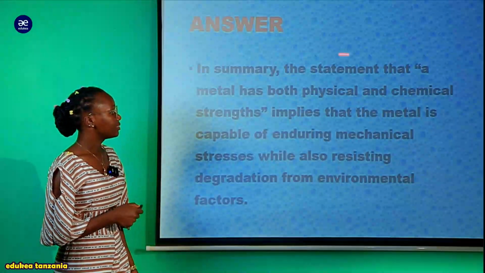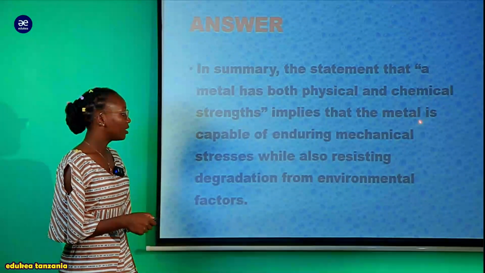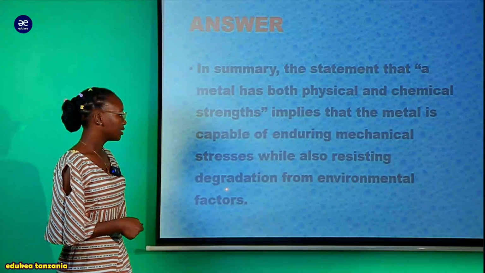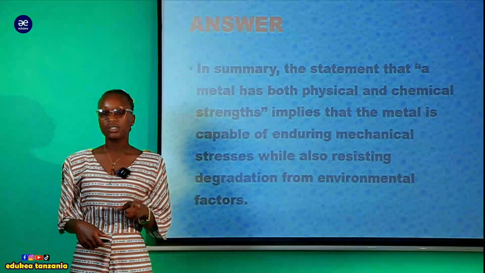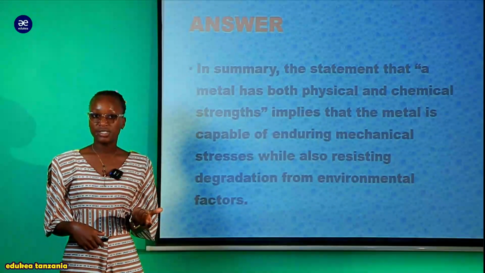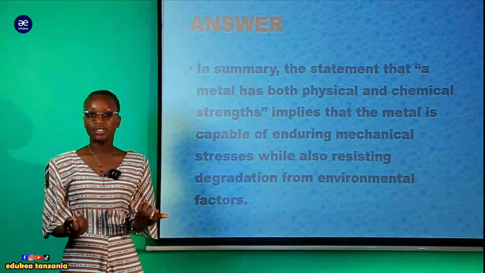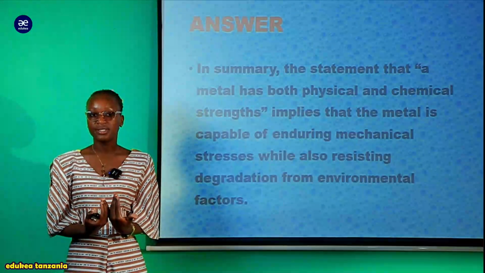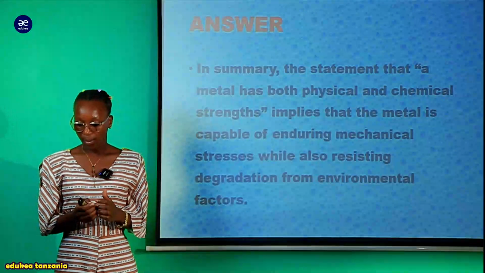So in summary, I can say that the statement that a material has both physical and chemical strengths implies that the metal is capable of enduring mechanical stresses while also resisting degradation from environmental factors. Kwa hiyo tunaposema kwamba metal ina both physical strength and chemical strength, tunahakikisha kwamba material inakuwa na ability to resist changes in the environment, ambayo hiyo ni katika chemical reactions, lakini pia ability to what? To resist or to withstand the different forces ambazo zimekuwa applicable toward the material. So that is all about our question.